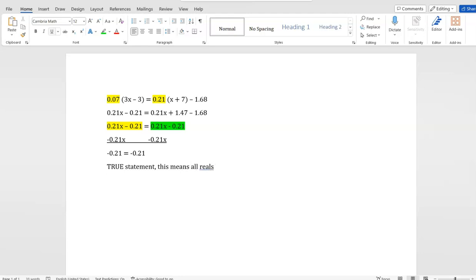Had I got a false statement, so say I got something like 0.21 equals 10, then this would be no solution because it would have been false.